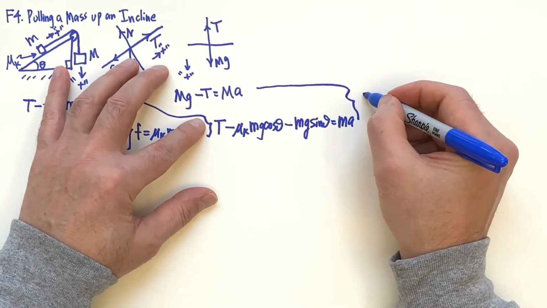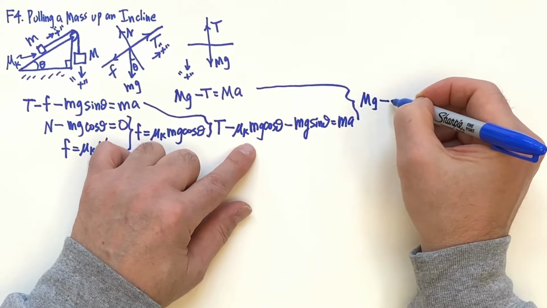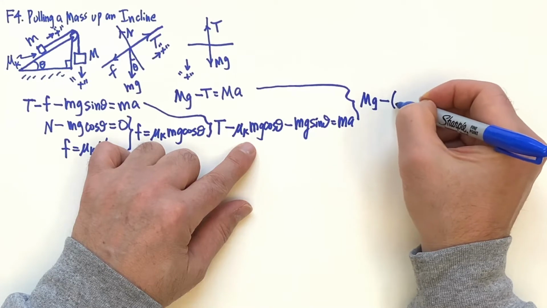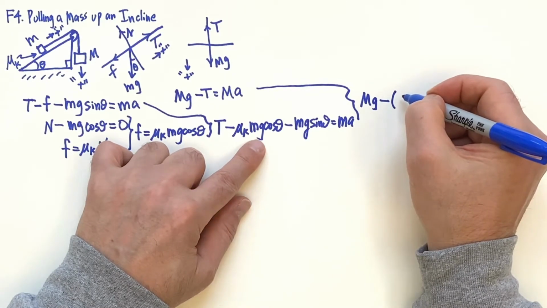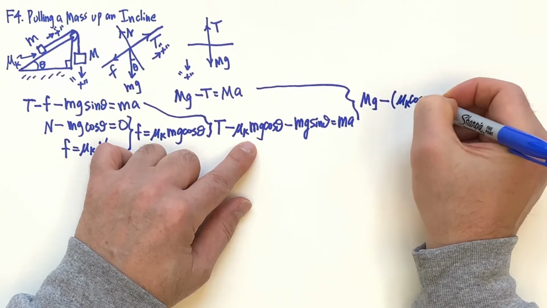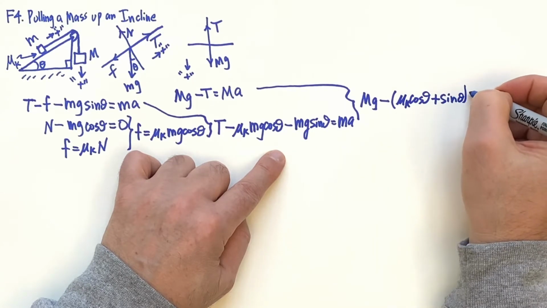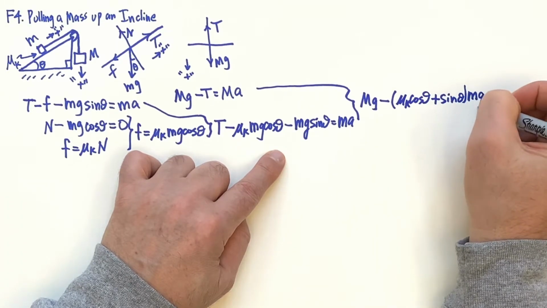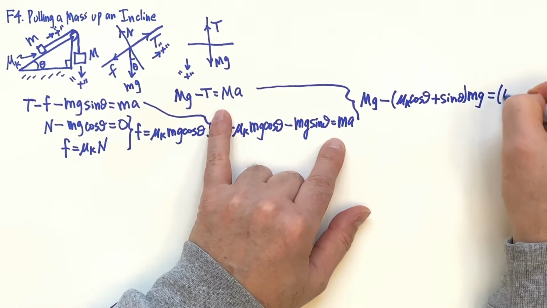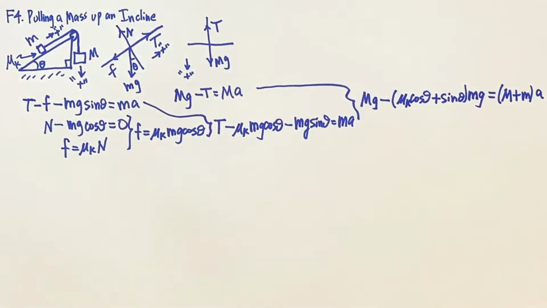And then we'll have here the big Mg minus, and here I could see a factoring. Now let me go ahead and factor out the mg. So I'll have here mu k cosine of theta plus sine of theta, and out comes the mg, and that's going to be equal to, on the right side, the sum of the masses times a. So I'm almost finished now.